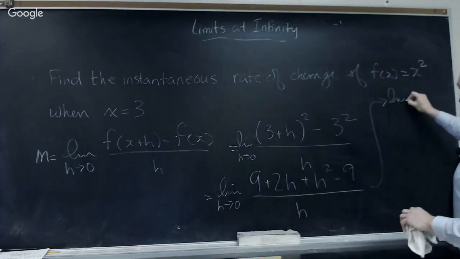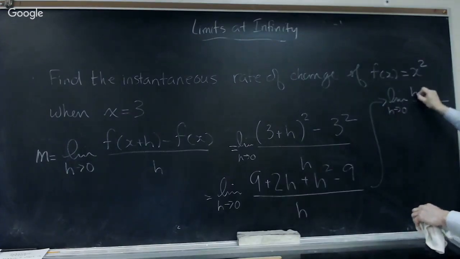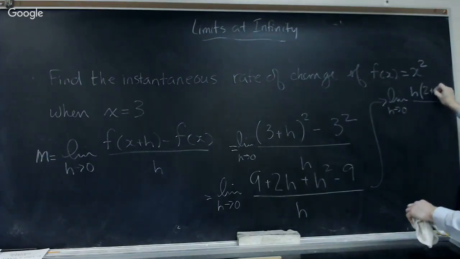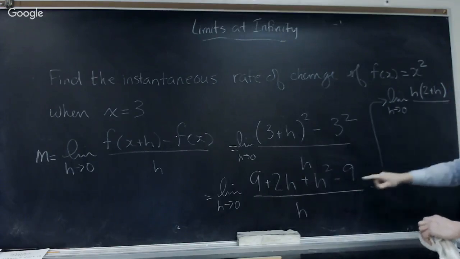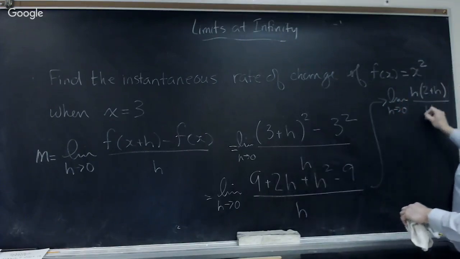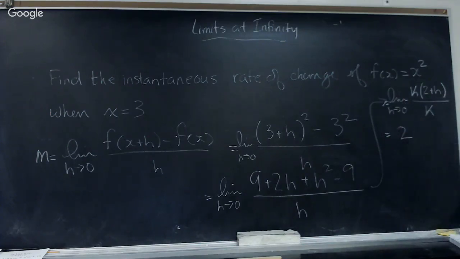Don't put your limits in until you can actually put your limits in. And this becomes the 9 subtract out. I can factor an h out of these two over h. Now I can put my limit in, and I wind up with 2. That seems wrong. Should be 6. What did I do wrong?